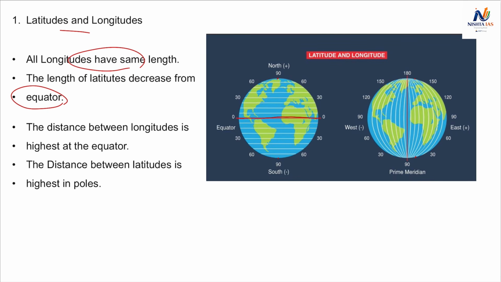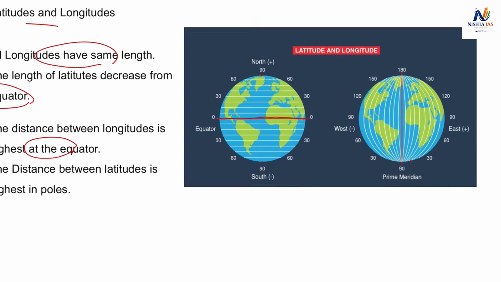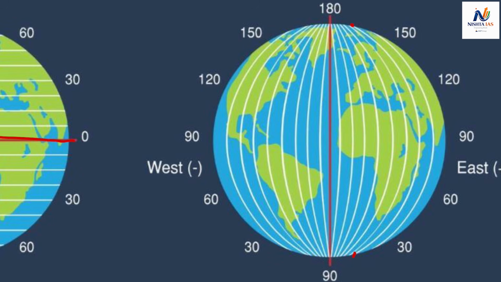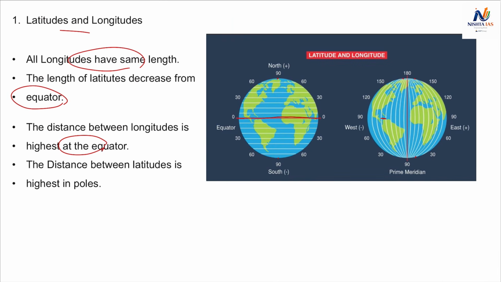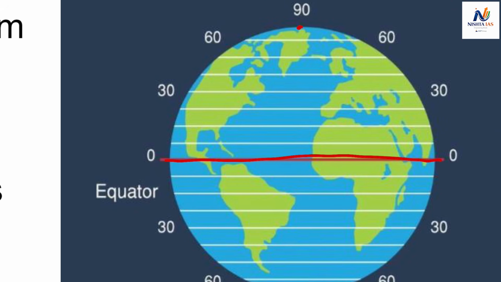And then we have the distances. The distance between the longitudes is highest at the equator. Friends, here we can see the distance is highest at the equator and it is almost 0 at the poles because they merge at the poles. Yes, and now coming to the latitudes, the distance between latitudes is highest at the poles.